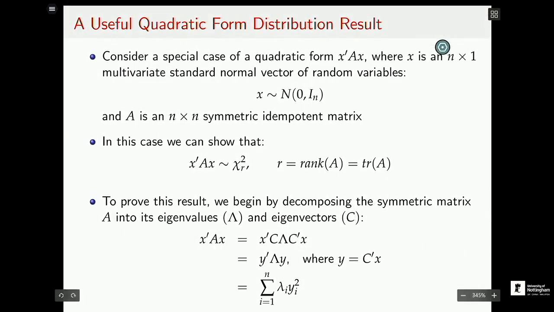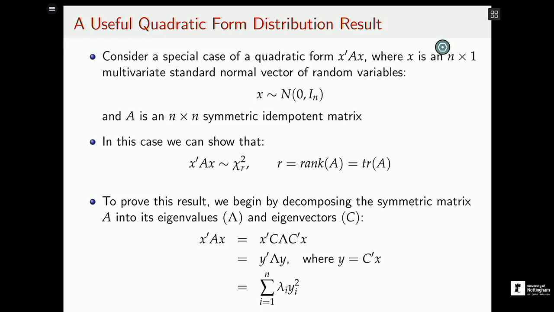Another result we're going to look at, which is something we're going to use in the econometric work, involves a quadratic form equation where we've got a multivariate standard normal vector and a special type of matrix in the middle. So it's quite a specific result, but it does come up, and so we're going to derive this one. So it's a special case of X transpose AX. Remember, these are our quadratic form type of equations.